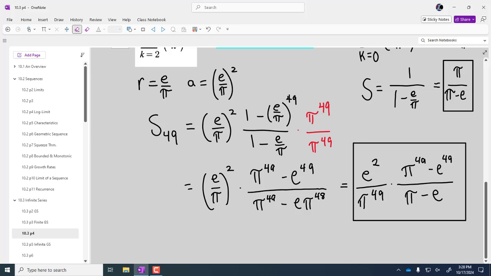You're 100% right. Wouldn't it be pi to the 50th since that first term is squared? Yes, it would. Thank you. This is pi squared down here. Yeah, very good.